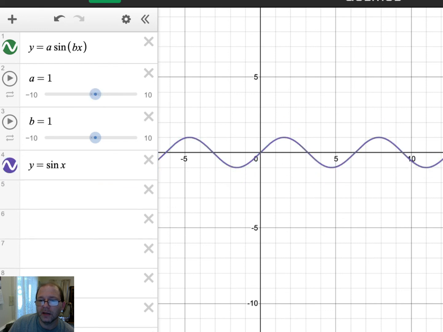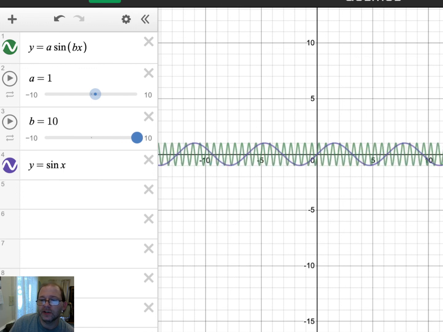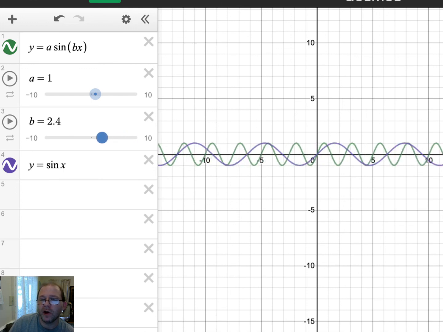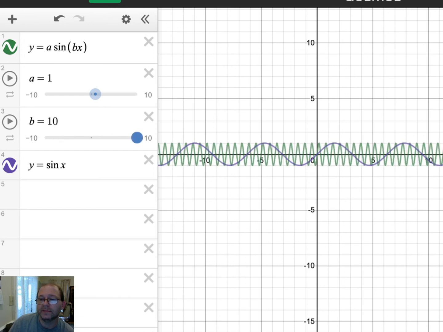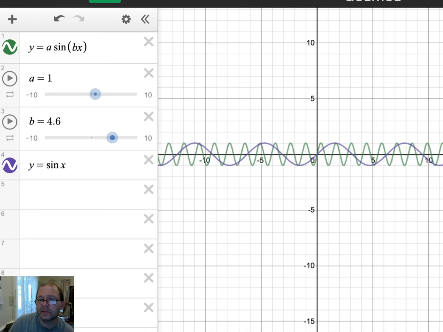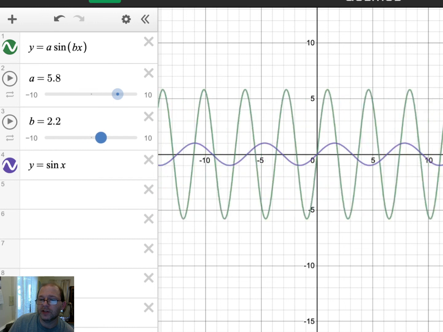Okay, now b, it's kind of interesting what b does. With b, on the inside, when b gets big, that compresses the function. When b is small, it stretches it out. And of course, when b goes negative, it reflects it across the y-axis. So we can do this to stretch and compress a graph.